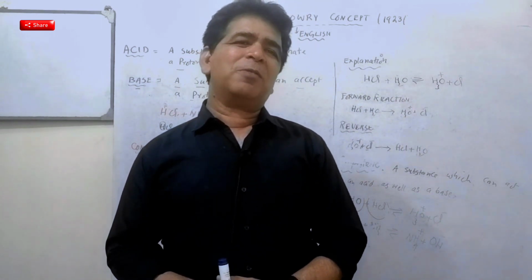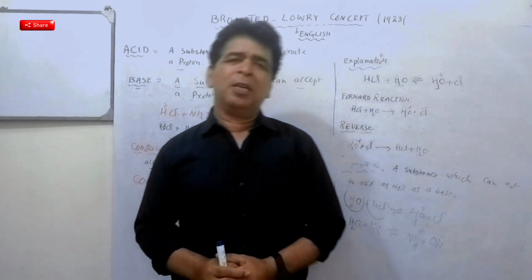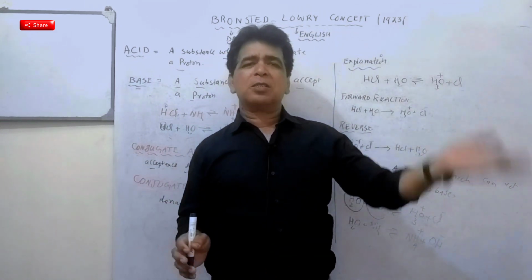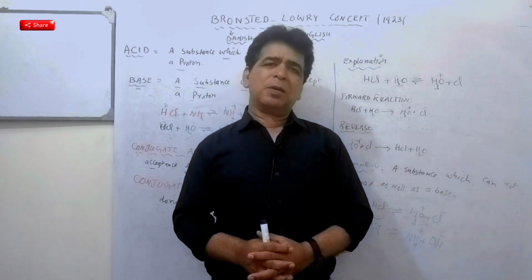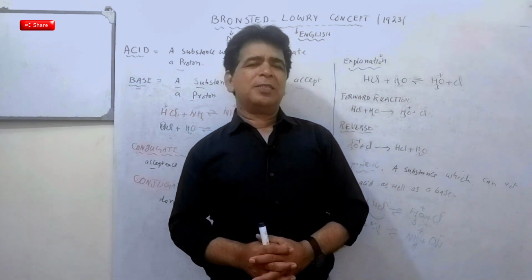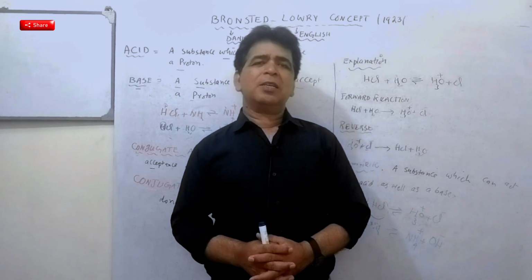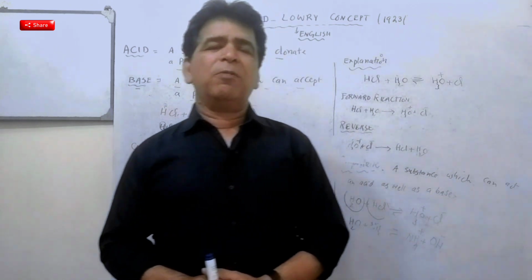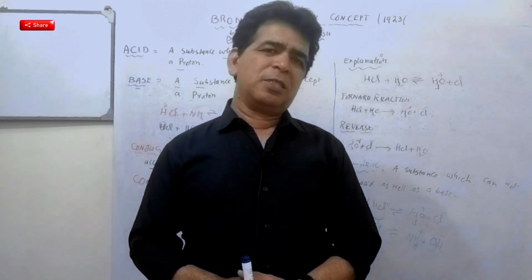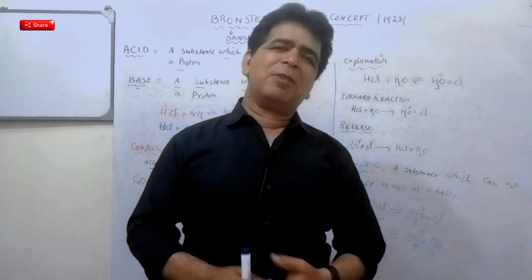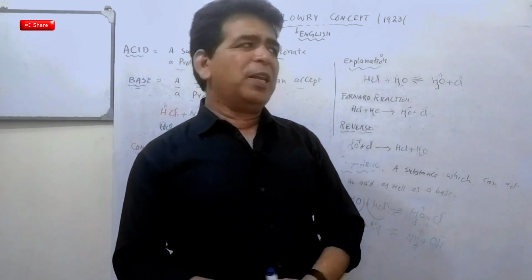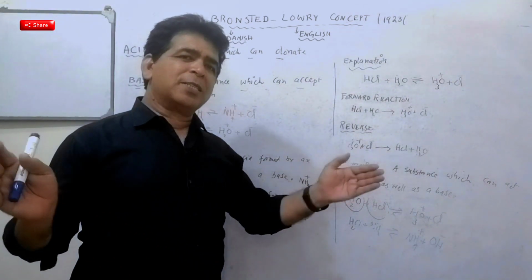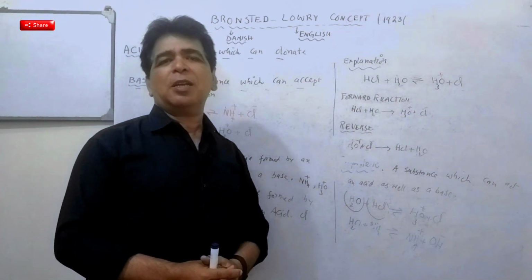The second defect that was observed in the Arrhenius concept was that it is focused only on those substances which have hydrogen ions or hydroxide ions, and it excludes those substances which do not have hydrogen ions or hydroxide ions. The next concept was presented by Bronsted-Lowry in 1923, and it was the more widely accepted concept about acids and bases.